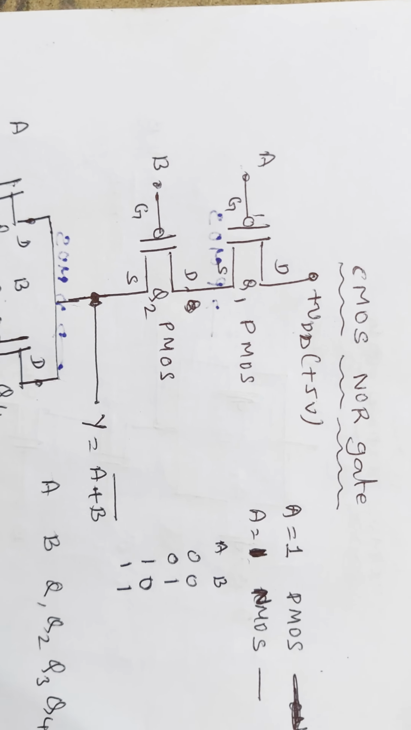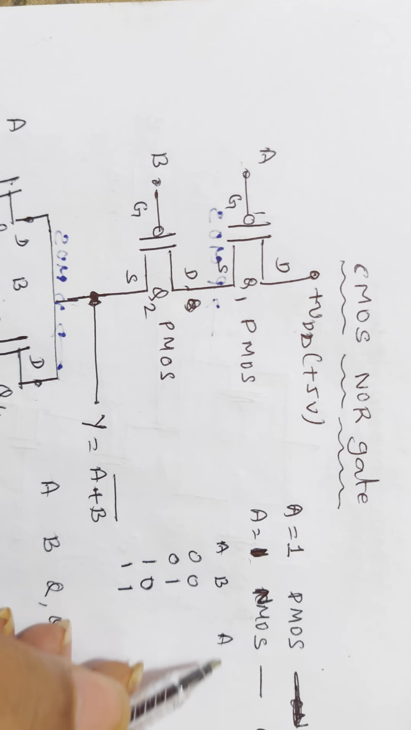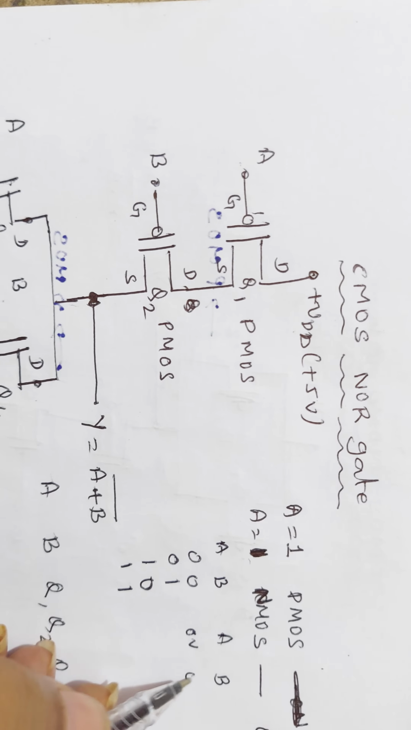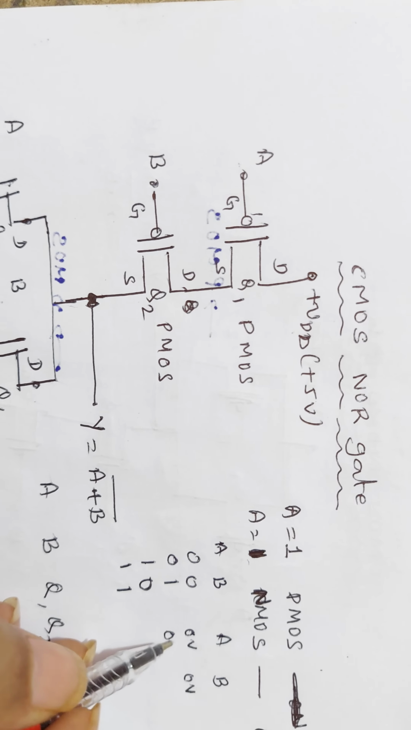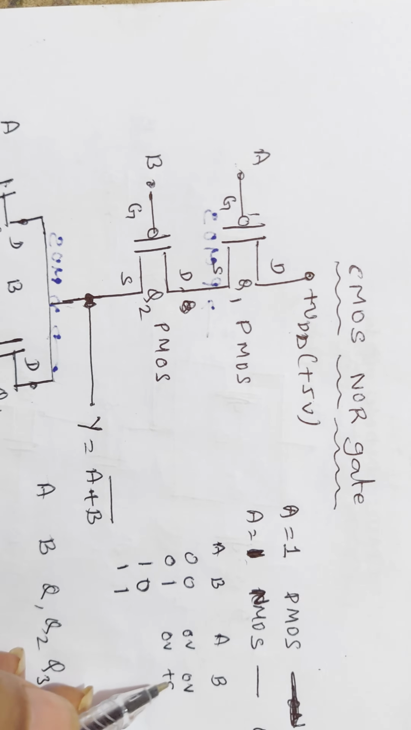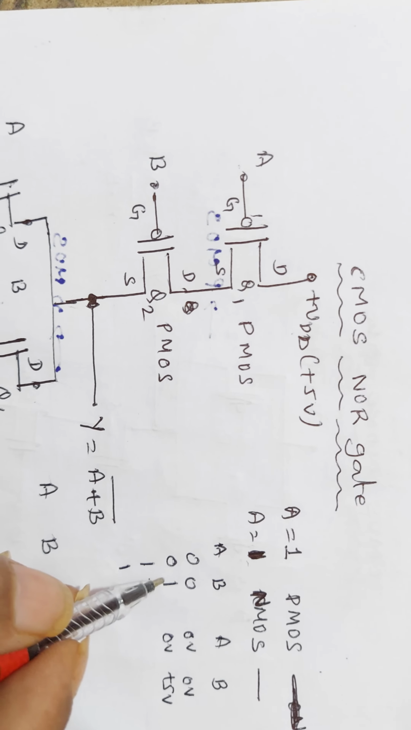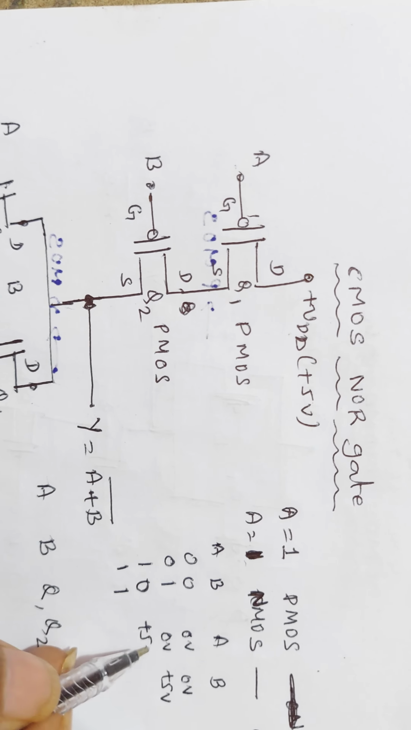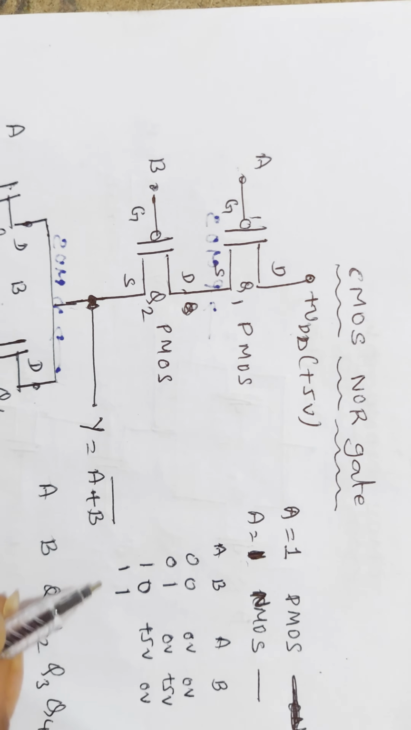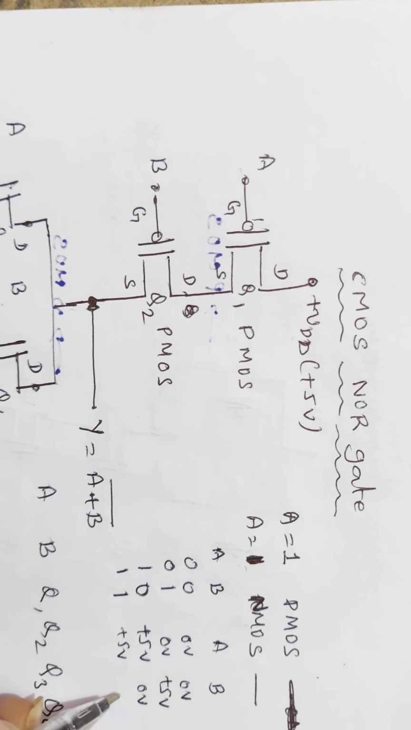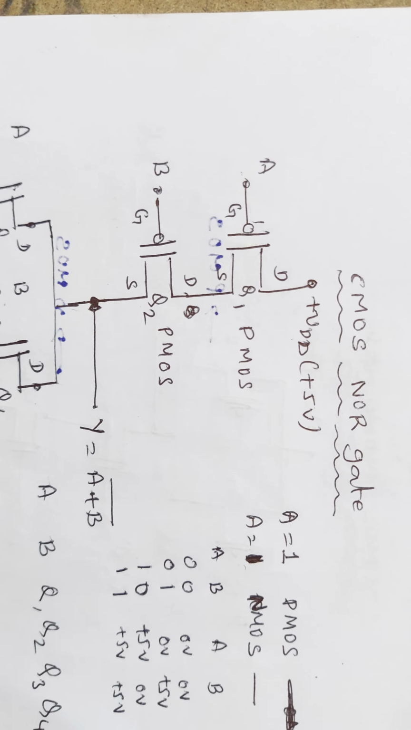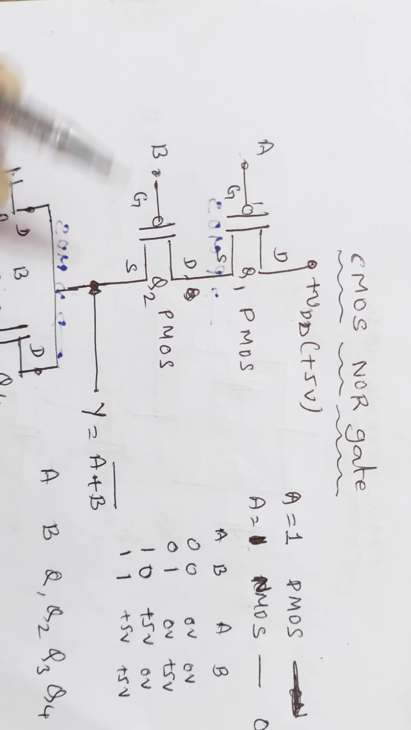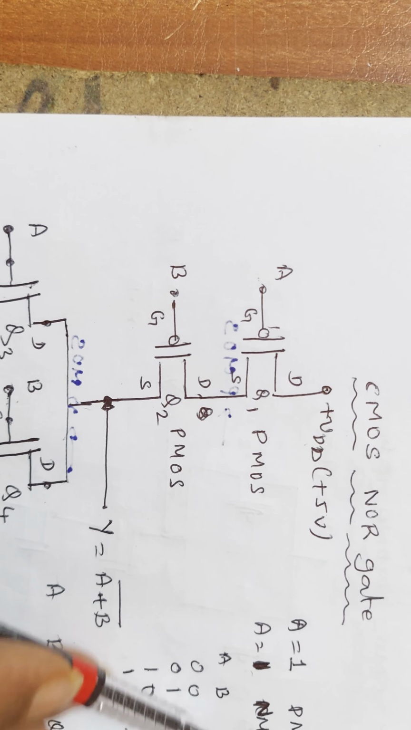Suppose in terms of voltages, we can represent like this. This is 0 volts, 0 volts. This is 0 volts, plus 5 volts. Higher potential represents logic 1. So 1 here is plus 5 volts, and 0 is 0 volts. This is plus 5 volts and plus 5 volts. See, these 0 volts or plus 5 volts are the inputs A and B.